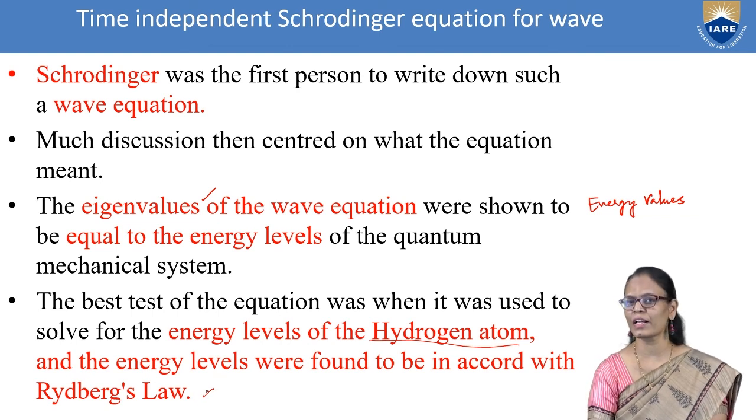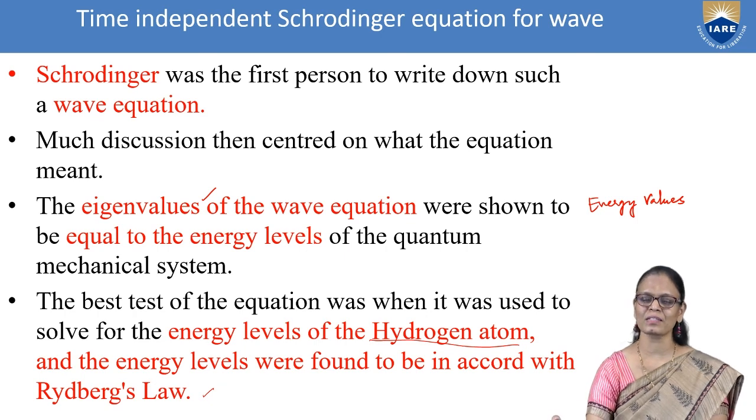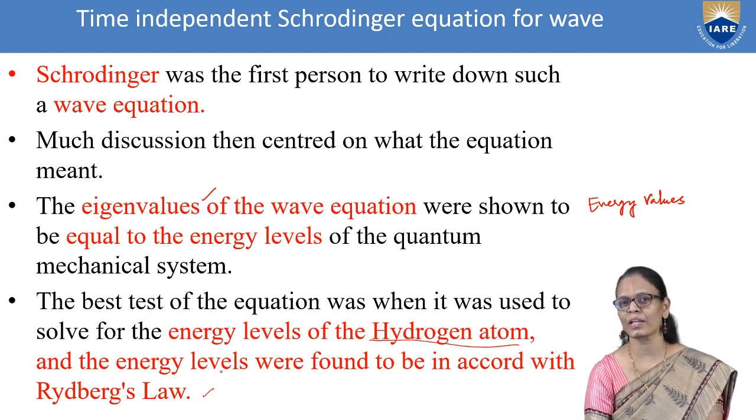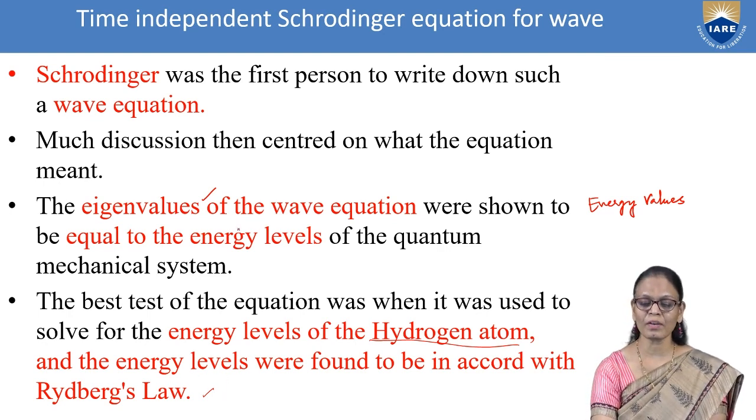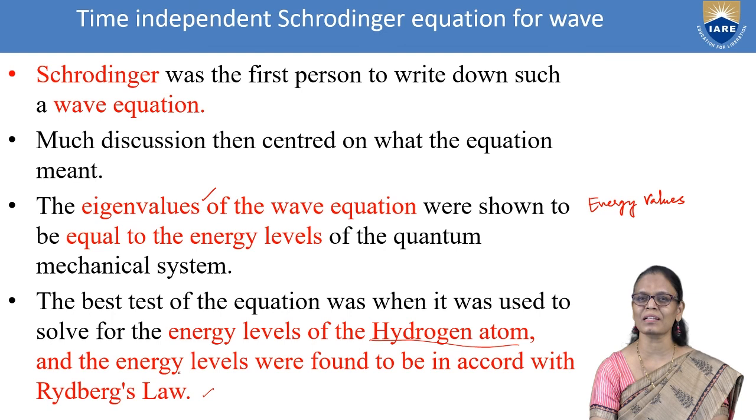You know the Rydberg's law. So he gave a relationship between the energy levels, of quantum number n equal to 1, 2, 3 and so on, how these energy levels vary. So whatever equation we are talking about here is giving us the energy values which are perfectly matching with the energy levels that was given by Rydberg's law.